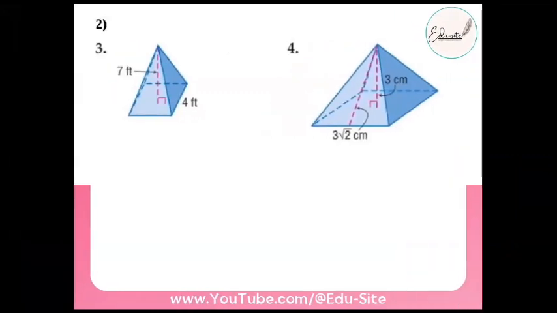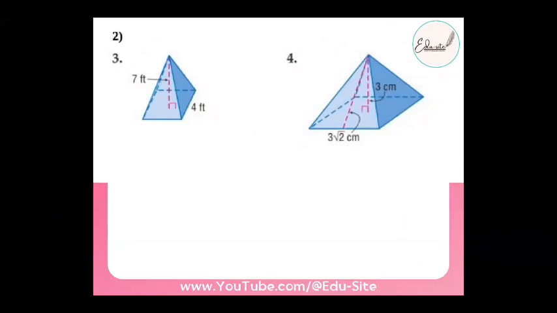Have they given you the slant height? No, they haven't. They only gave us the midpoint. Yes, they have given the height, that is 7 feet, but they have not given the slant height. How will you find the slant height, beta? Can you please tell me?